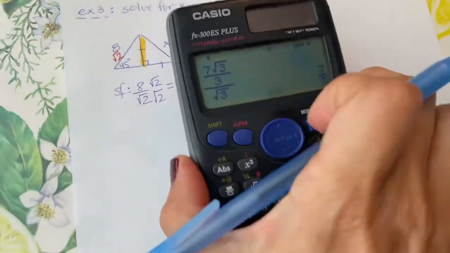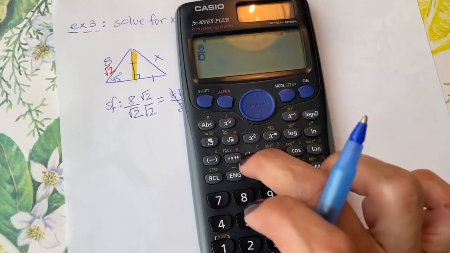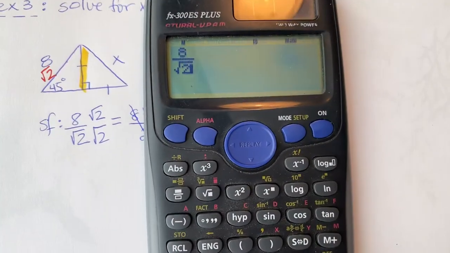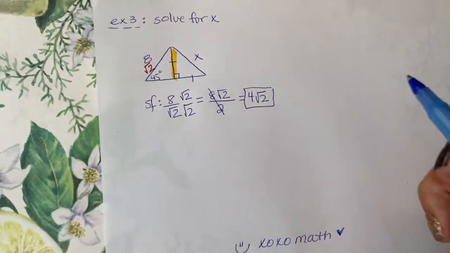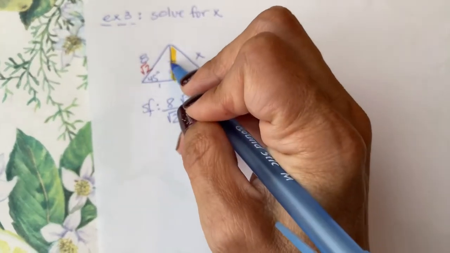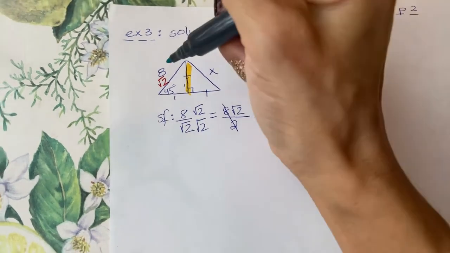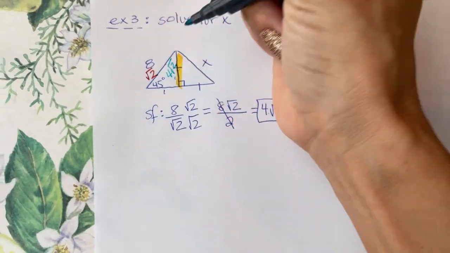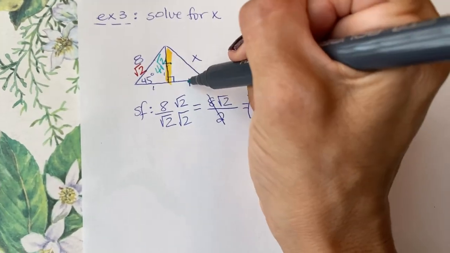Okay, let's check with the calculator, right? I can do it by hand, but you know, the calculator, I mess up. 4 rad 2. Okay, so that's my scale factor. My legs are typically 1, 1. So what is this side length then? It is 4 rad 2. So this is 4 rad 2. Well, this is 4 rad 2, because see how the tick marks?